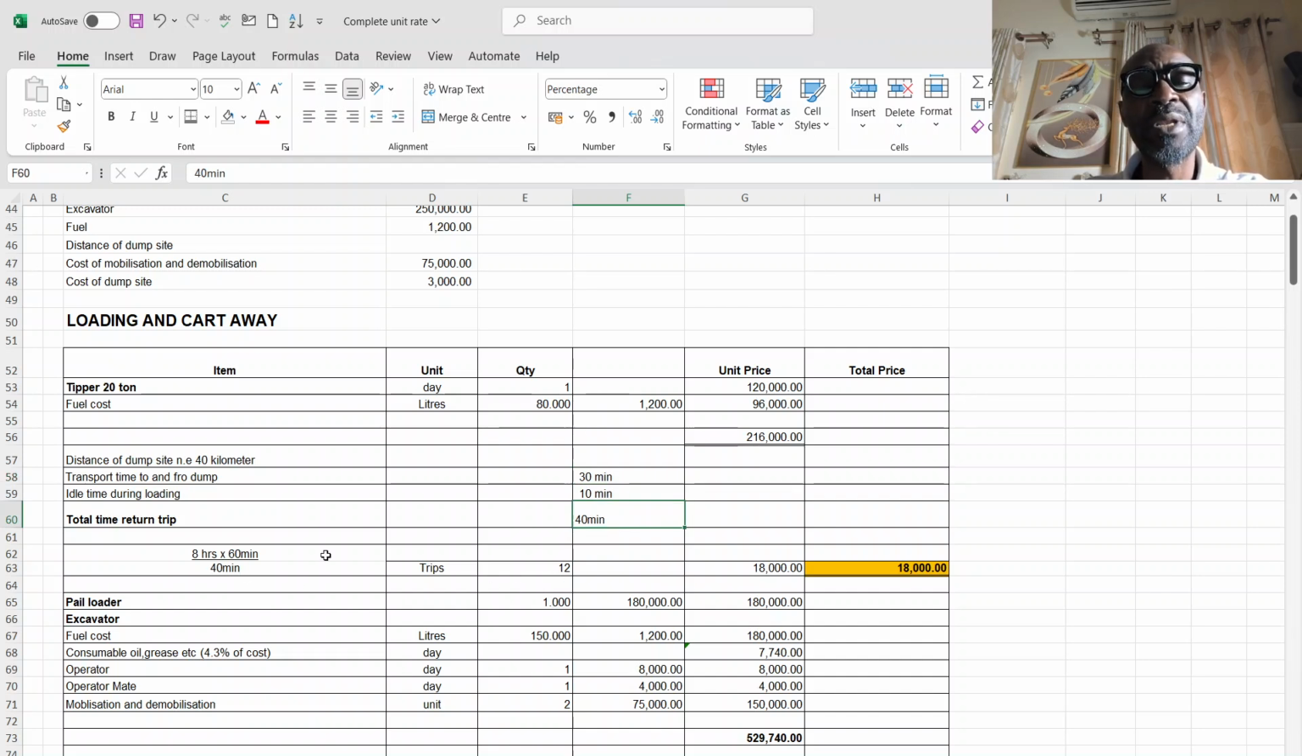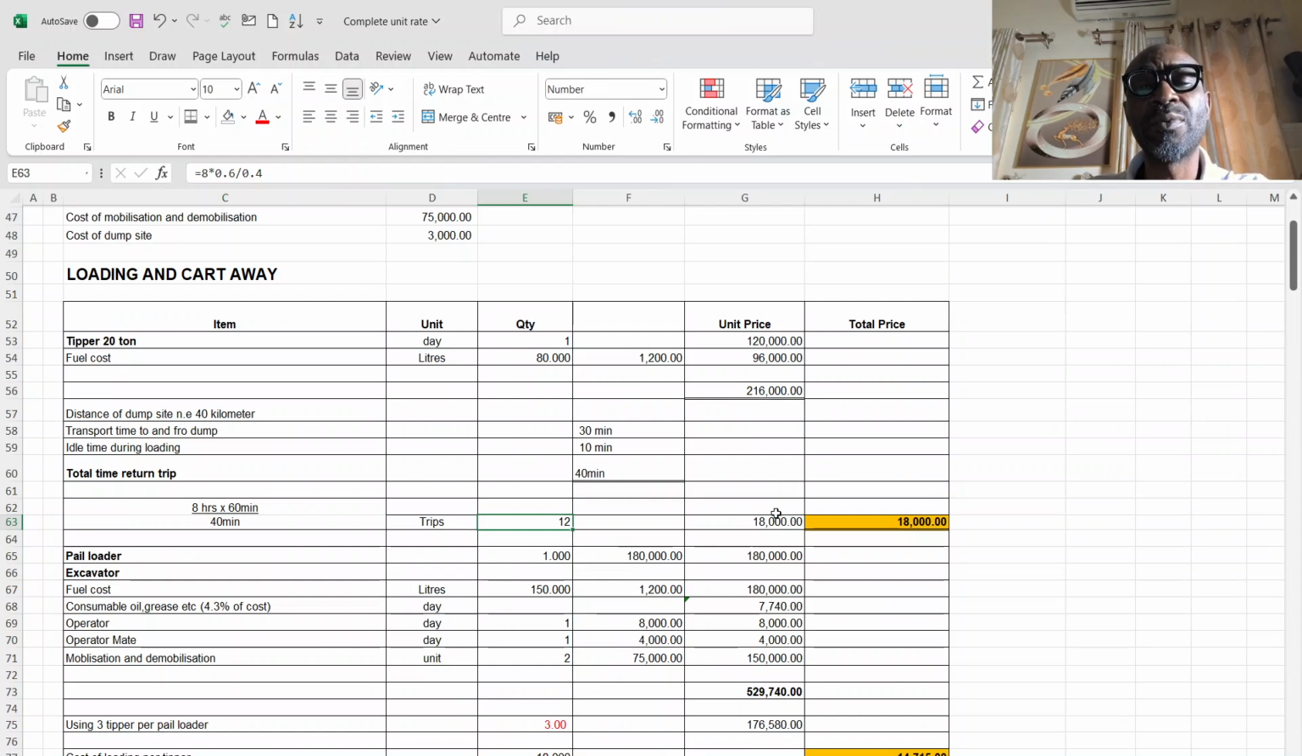So now for you to determine how many trips it will make, usually the working time for a day is 8 hours. So 8 hours multiplied by 60 minutes, since we are dealing with minutes in this area, gives you a certain amount. Then you divide it by 40, which is the time it takes for the truck to go and come back. You now have 12 trips.